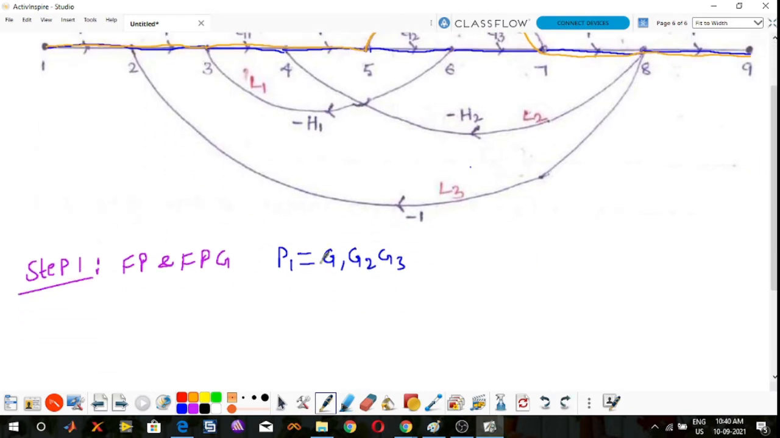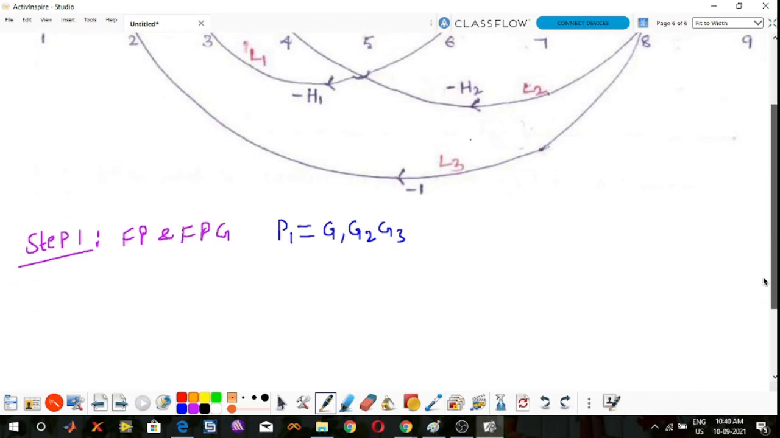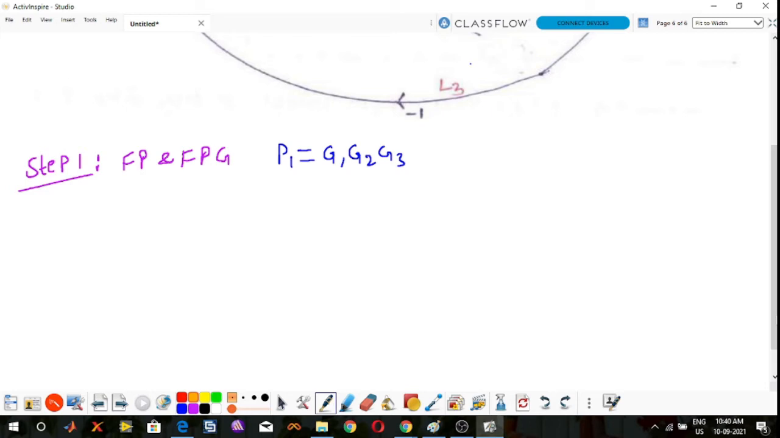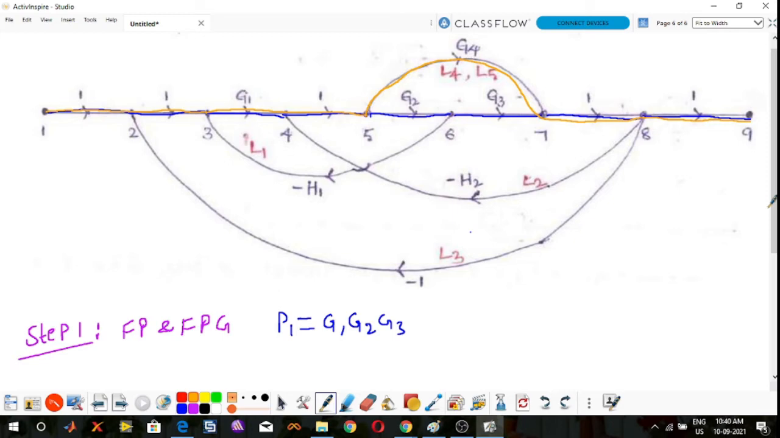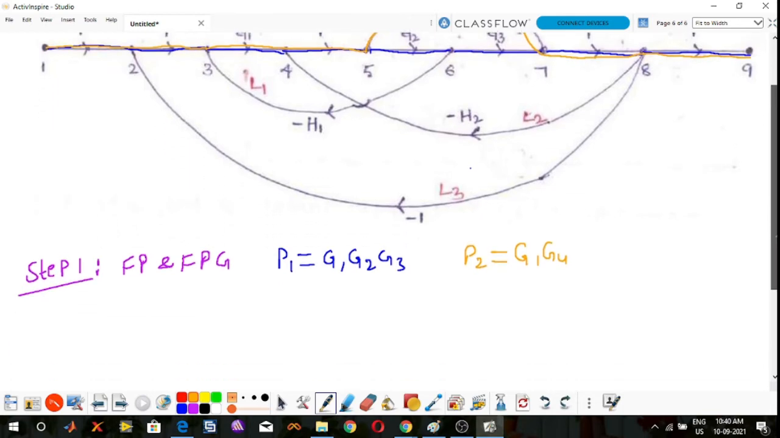And the second forward path gain is represented as P2, and its forward path gain is the product of the branch transmittances, that is 1 into G1 into 1 into G4 into 1 into 1. So P2 is equal to G1 into G4. So that is the second forward path gain.